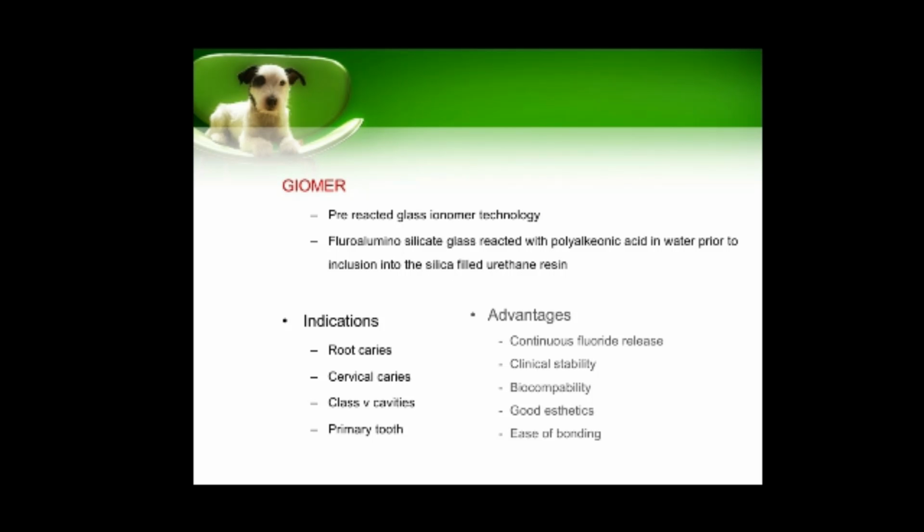Giomer is a recently introduced hybrid aesthetic restorative material which is based on the pre-reacted glass ionomer technology. Chemically, it is composed of fluoroaluminosilicate glass reacted with polyalkenoic acid in water prior to inclusion into the silica, which is filled with urethane resin. It is indicated in root caries, cervical caries, class 5 cavities, and primary teeth. The advantages include continuous fluoride release from the material, good clinical stability, it is biocompatible to the tissues, and it has good aesthetics and ease of bonding.